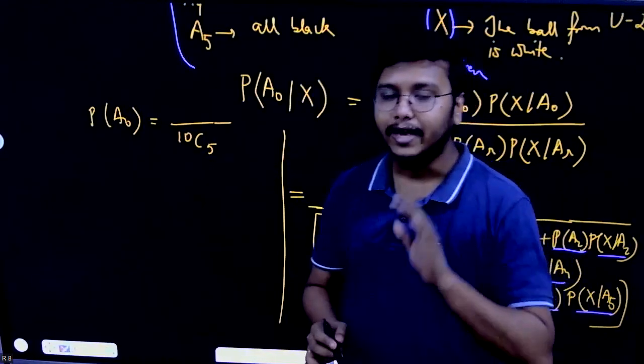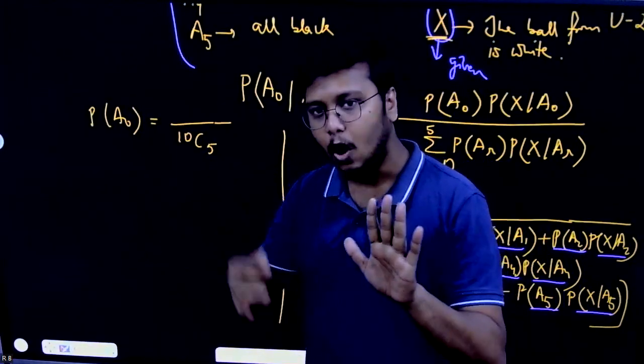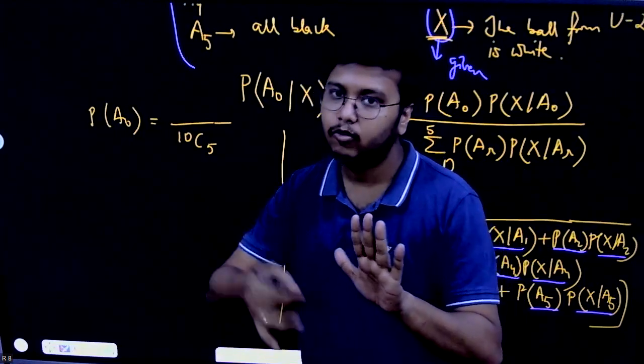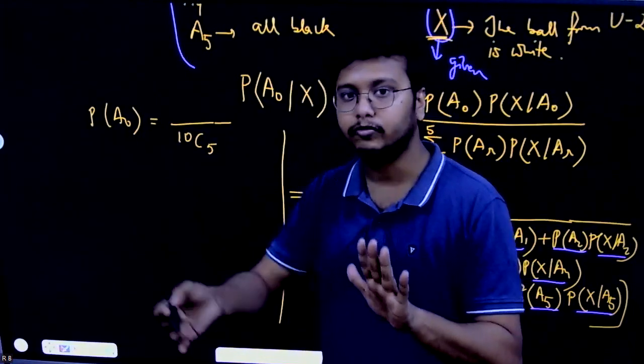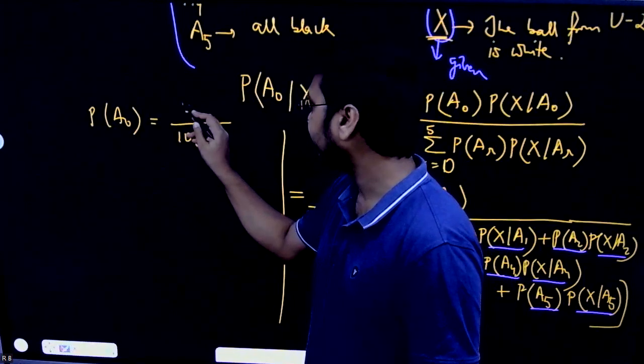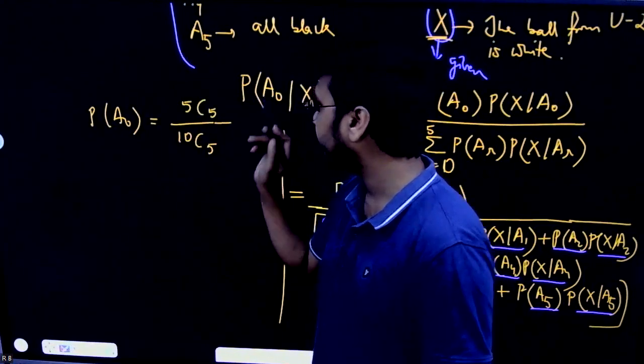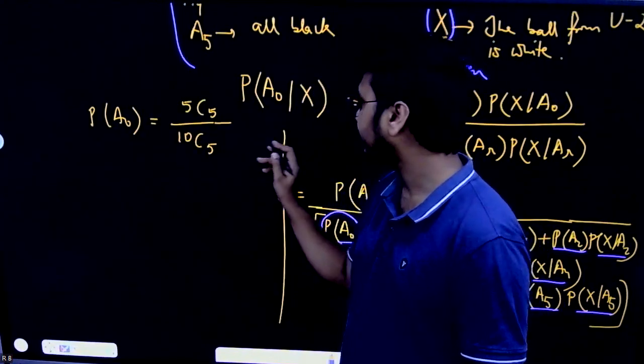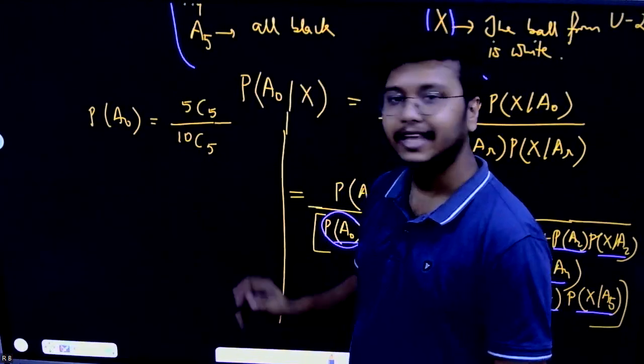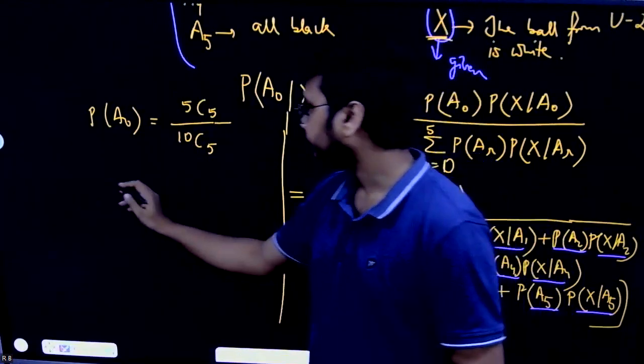Now, how many white balls are there? 5 white balls. And how many white balls do I want to select? I want to select 5 out of those 5, right? So I want to select 5 white balls out of the given 5 white balls, right? So this is my probability of A0 event, right?